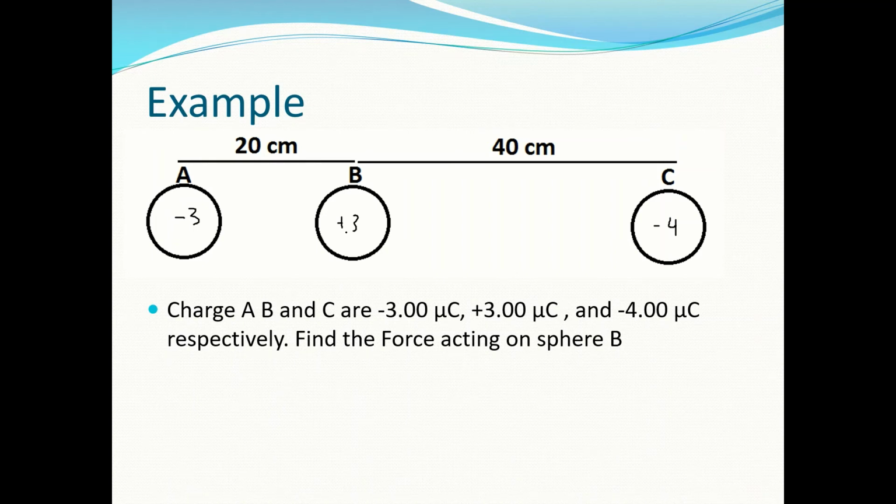First thing we need to do that's really important is draw a free body diagram. We want to find the forces acting on B. So B is going to be attracted to A. So the force of A is going to be towards it. B is also going to be attracted to C, but C is much further away. Although it's got a bigger charge, it's going to be much further away, so it's going to be a much smaller force. So this is the force of C. We can calculate the force of A and the force of C.